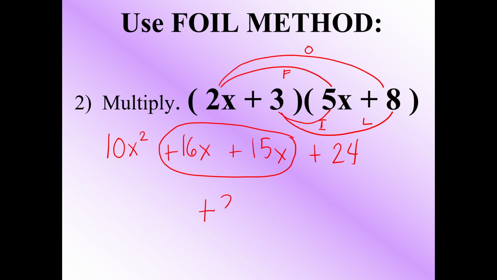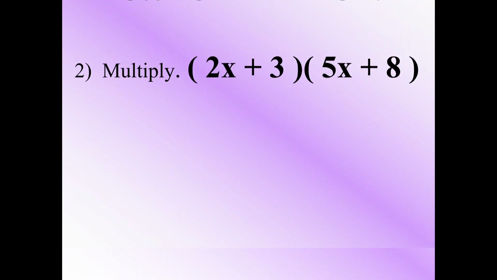31x. Positive 31x. Then bring down 10x squared. Bring down positive 24. Is this clear? Yes, sir. Okay, let's proceed to another one.